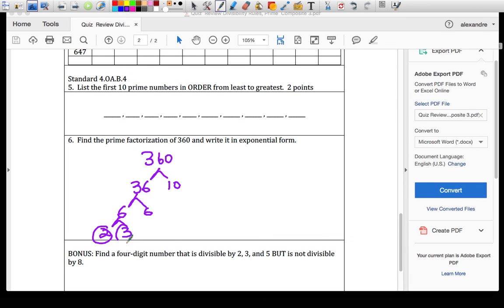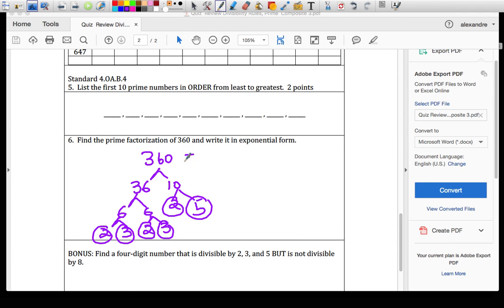3 is also prime. The other 6 breaks the same way. You've got 2 and 3 again. Let's circle the 2 because it's prime again, and 3 because it's prime. 10. Let me continue. 10 is 2 and 5. Circle the 2 because it's prime. Circle the 5 because it's prime. You've got to break the number. If it's composite, you can go further.